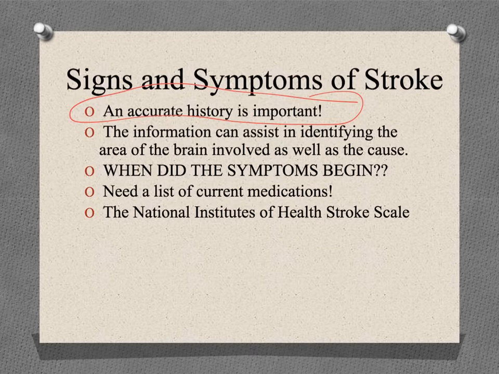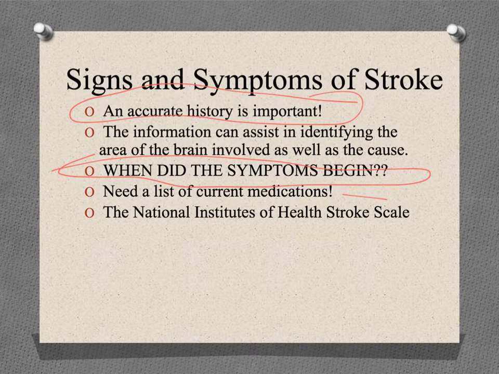The information, like I said, can assist in identifying the area of the brain involved as well as the cause. So, big question: when did the symptoms begin? We have to know that if at all possible. That helps our treatment. And then again, some assessments include a list of current medications, and the reason we need this is that it also guides our treatment. If we have somebody who's on anticoagulants, or somebody who has atrial fib, that helps us determine exactly what's going on. And then there's the NIH stroke scale.